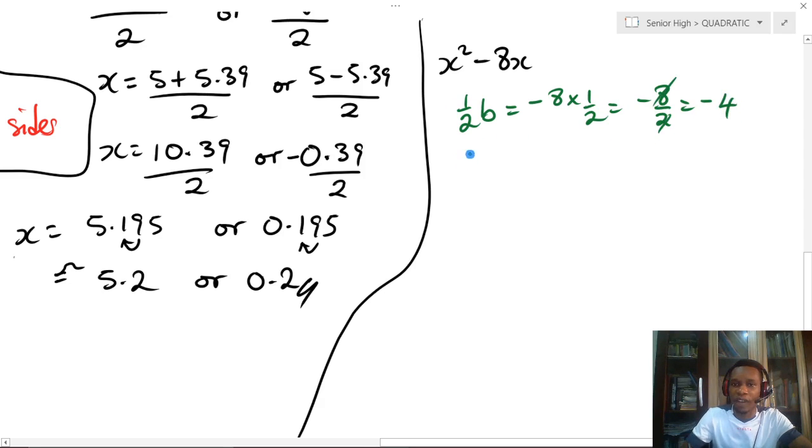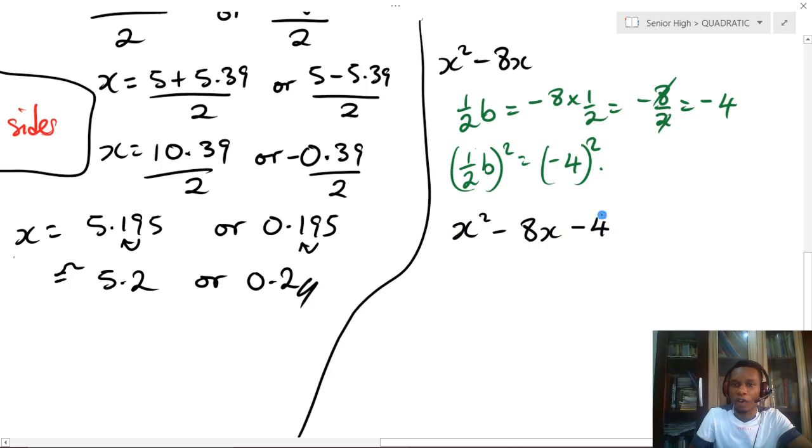Then you square it, right? So half of b, you take the square. That'll be minus 4 squared, right? Remember I told you don't touch this minus sign. Leave it that way. It is important. So what will our value now be? Bringing this into this expression, we have x squared minus 8x minus 4 bracket.